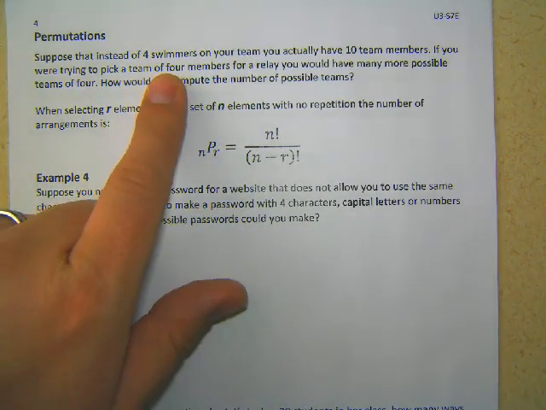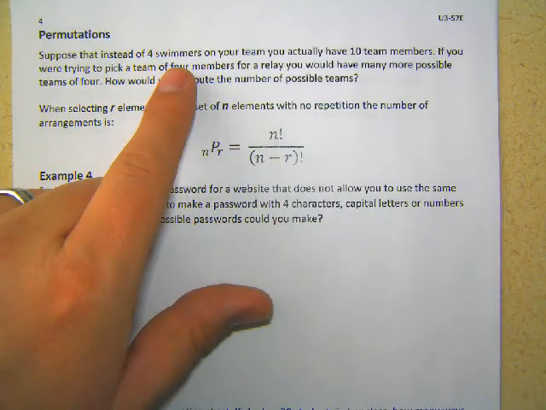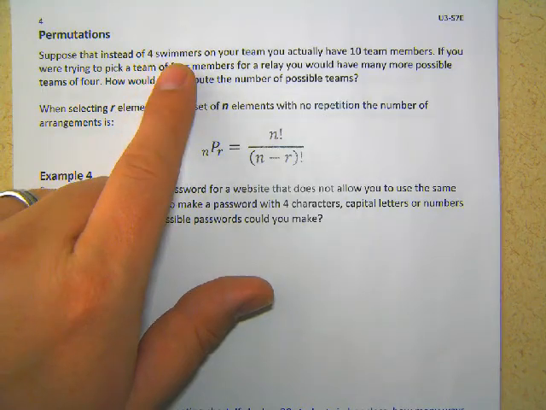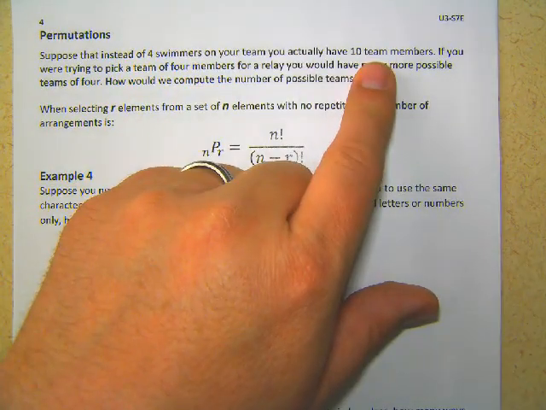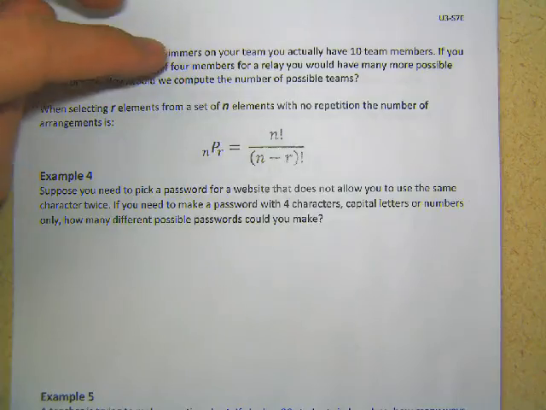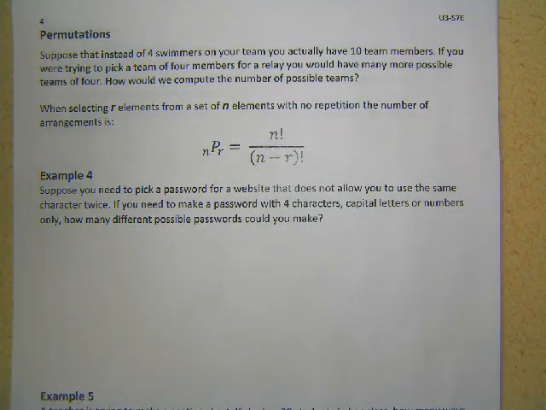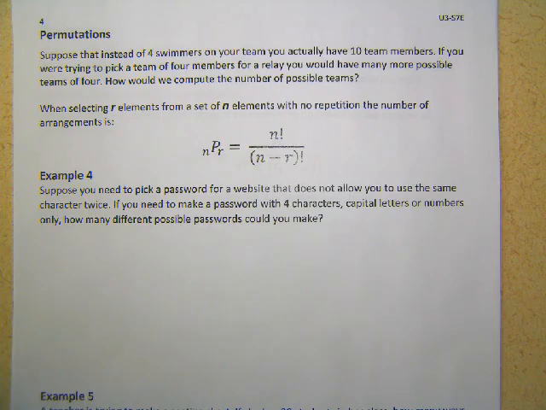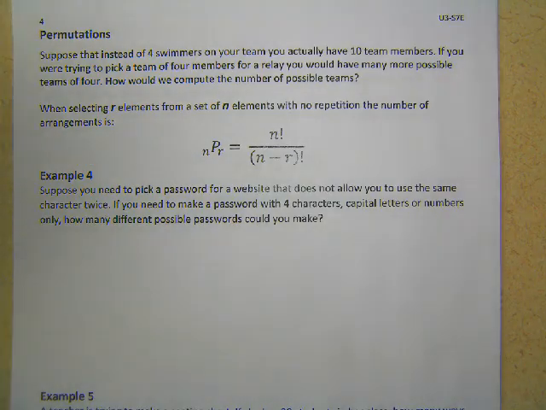So suppose instead of 4 swimmers on your team, you actually have 10 members on your team. If you're trying to pick a team of 4 members for a relay, now you've got 10 people to choose from. So you don't have to pick the same 4 people all the time. You could pick a different set of 4 each time, or grab some from this group, some from that group, and mix it up all the time. So now you have lots of different ways to do it. So how do we figure this one out?